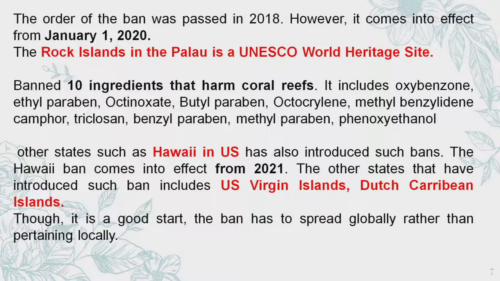Then other islands that took the decision are Hawaii in the US, and they are going to implement the rule from 2021. Similarly, the US Virgin Islands and Dutch Caribbean Islands are also on the verge of banning the usage of sun cream. So I can put the point that it is a global movement to protect the coral islands from bleaching. That's why Palau came into news value. Okay, that's the answer.